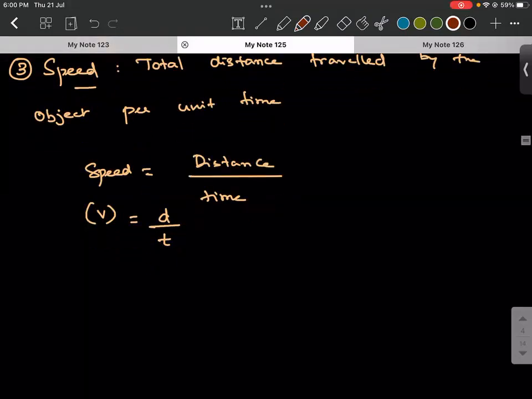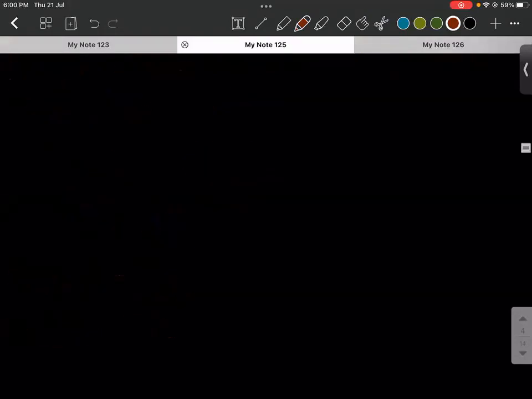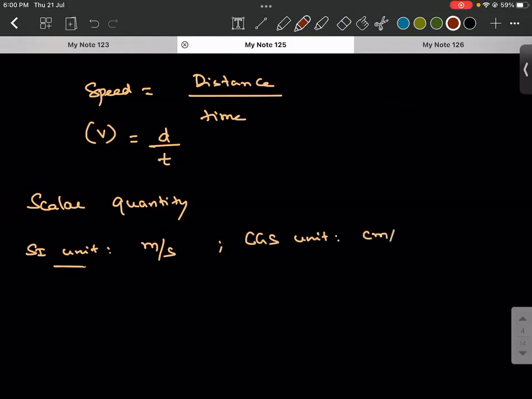The next important point is, it is a scalar quantity. And the SI unit is going to be meter per second, and the CGS unit is going to be centimeter per second. So speed can either be measured in meter per second or centimeter per second.